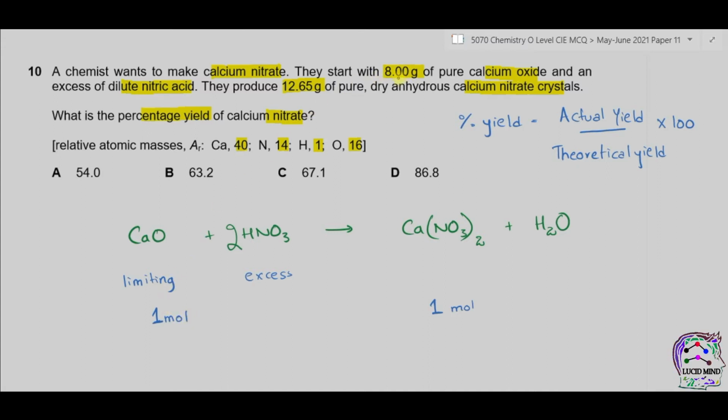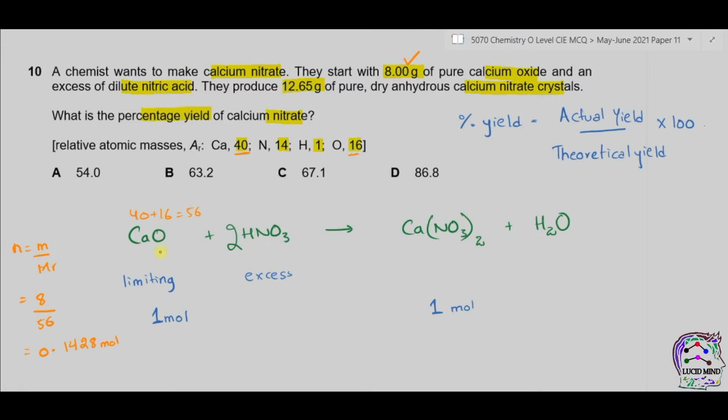But in the question they haven't given the number of moles, they have given the mass of calcium oxide and the mass of calcium nitrate crystals, so we can convert this mass into moles. The formula is number of moles is equal to mass in grams divided by molecular mass. Mass in grams is given, it is 8. Mr for calcium oxide can be found out. We have 40 for calcium, 16 for oxygen, so it is 56. So 8 divided by 56 comes equal to 0.1428 moles.